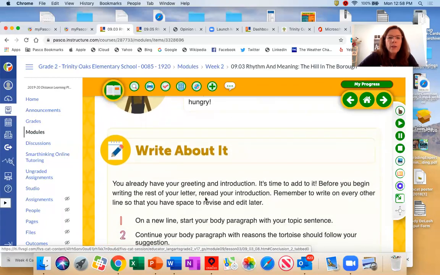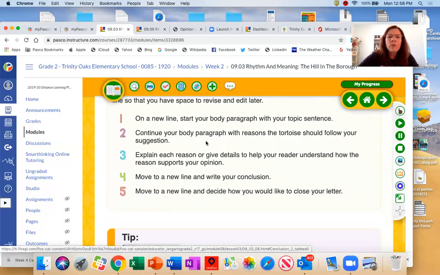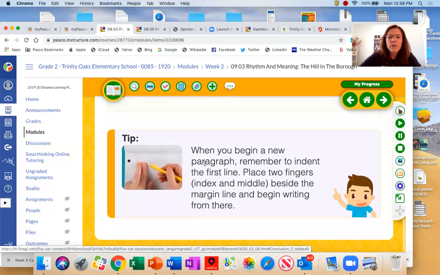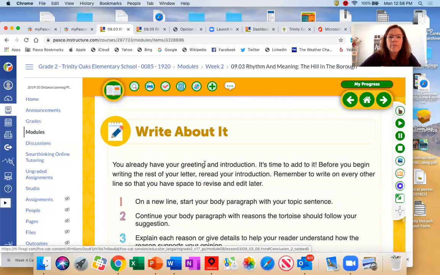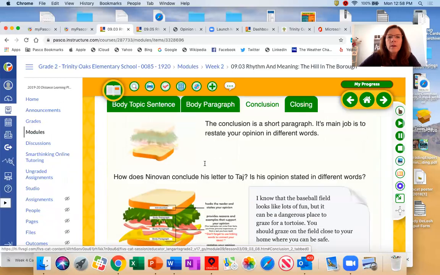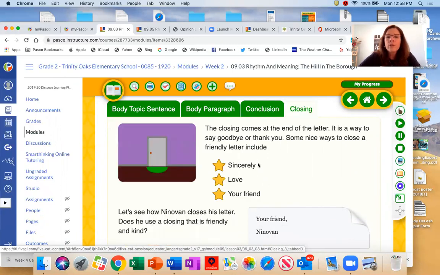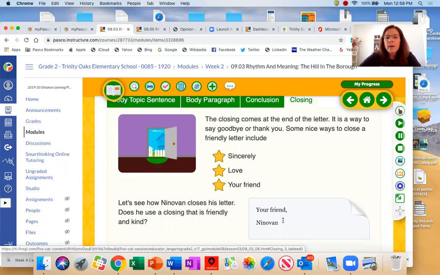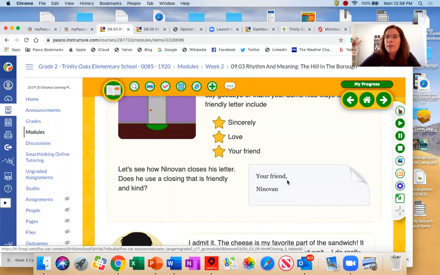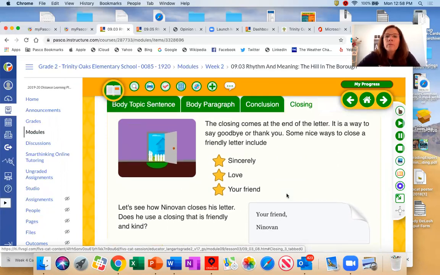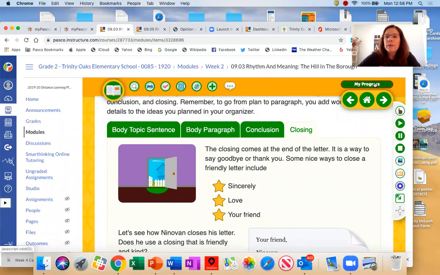And you're going to want to read through this. Okay, your new line, you start your body paragraph with your topic sentence. That's your body paragraph. And there it's telling you to indent again. But then with your conclusion, it's just a short paragraph, again indenting. And then you have your closing. You could use Sincerely, or Love, your friend. Notice when you use that closing, you put a comma. You learned about commas last week. And then you have your name. Alrighty. So you should have also done this piece.